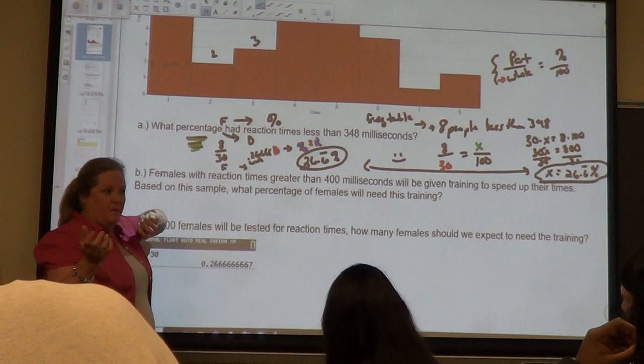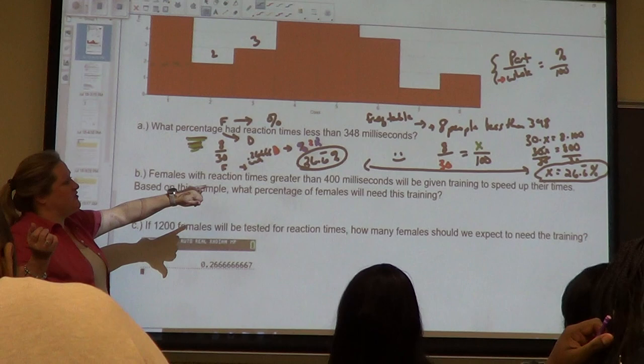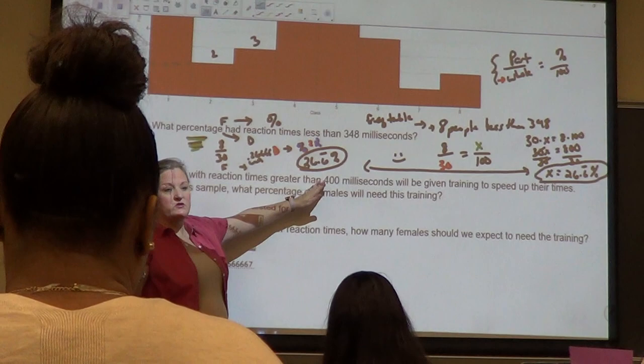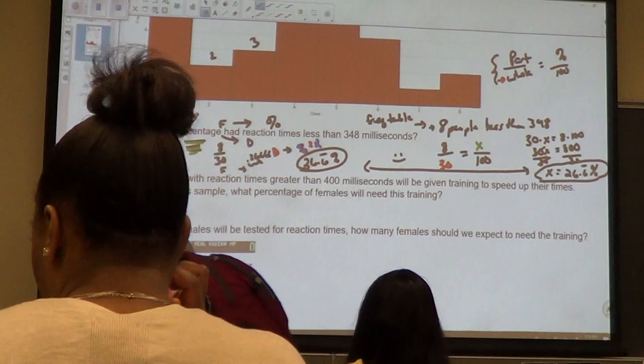All right. Females with reaction times greater than 400 will be given training to speed up their times. Based on this sample, what percentage of females will need this training? So this time we're doing 400 or more. Can we get our data off of this? No, because do we see 400?